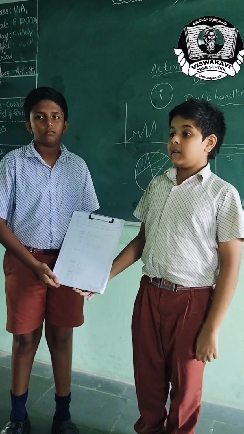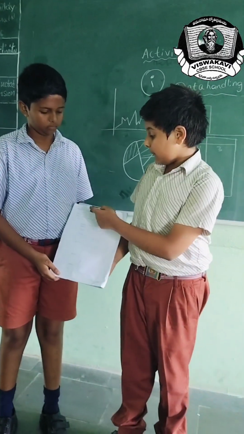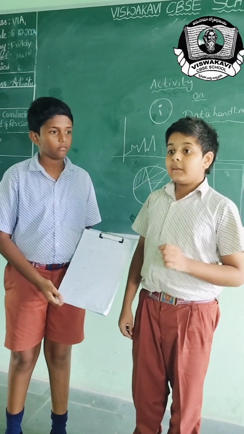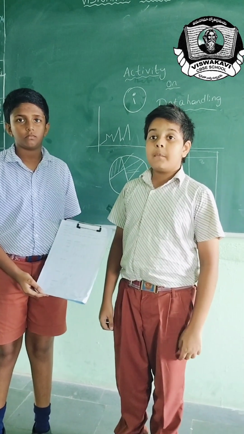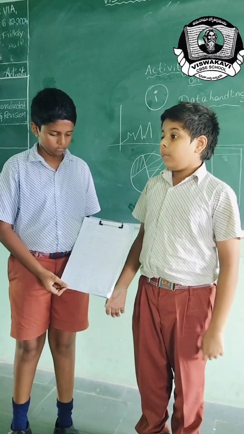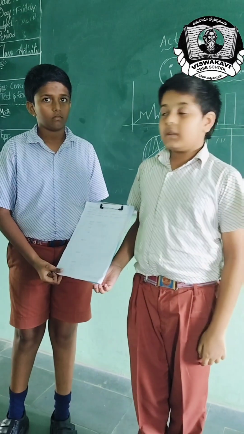Good morning everyone. My name is G. Ramakrishna and my friend here is K. Lokesh. Today we are going to explain about pictograph. A pictograph is a form of visual representation that uses symbols, icons and pictures to convey information or data. A pictograph can be used in many fields of mathematics. Now my friend here is going to ask me some questions.